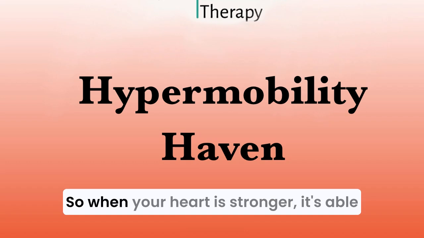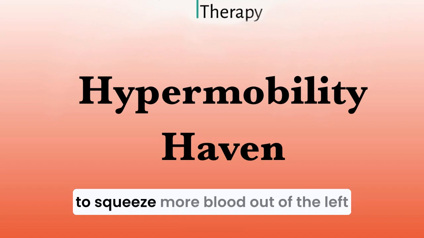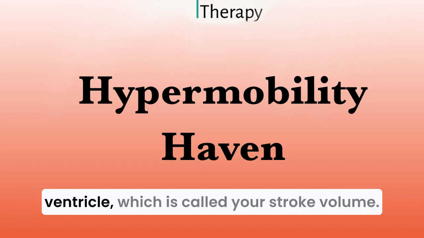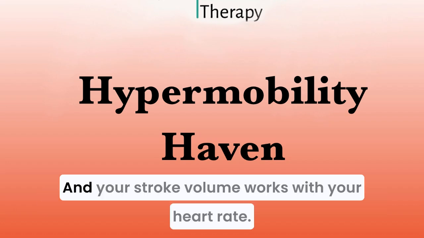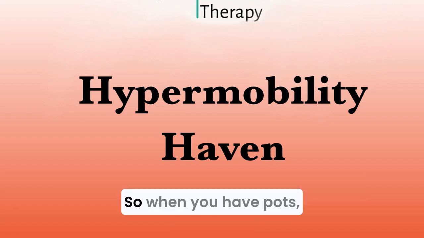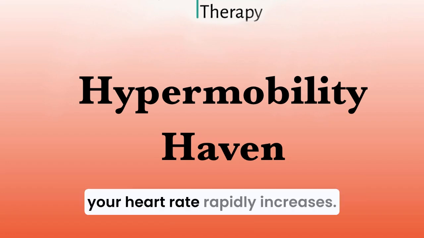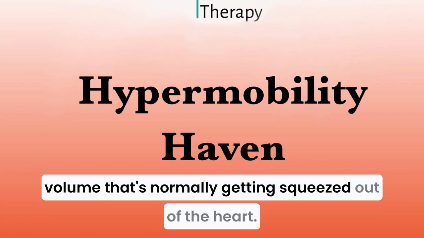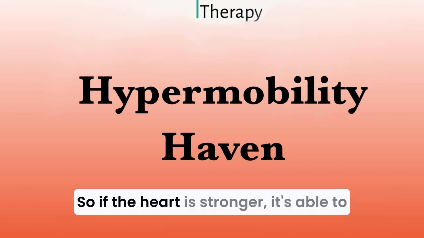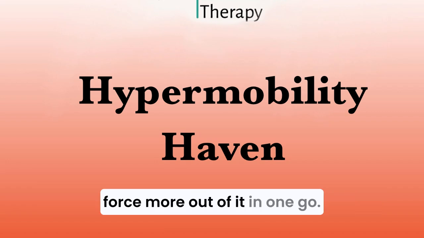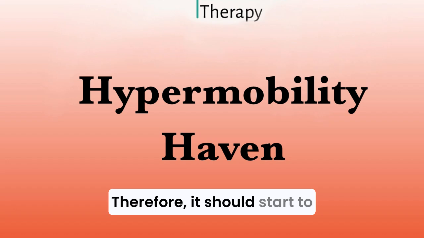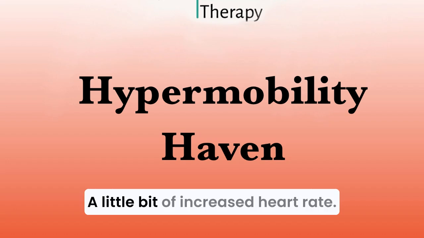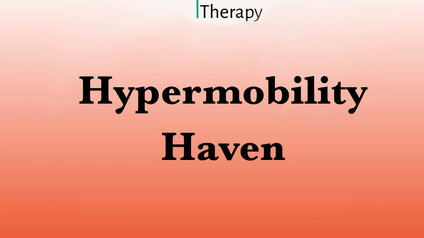So when your heart is stronger, it's able to squeeze more blood out of the left ventricle, which is called your stroke volume. And your stroke volume works with your heart rate. When you have POTS, your heart rate rapidly increases, but this is to compensate for the low blood volume that's normally getting squeezed out of the heart. So if the heart is stronger, it's able to force more out in one go. Therefore, it should start to balance out the tachycardia, a little bit of the increased heart rate. Good.